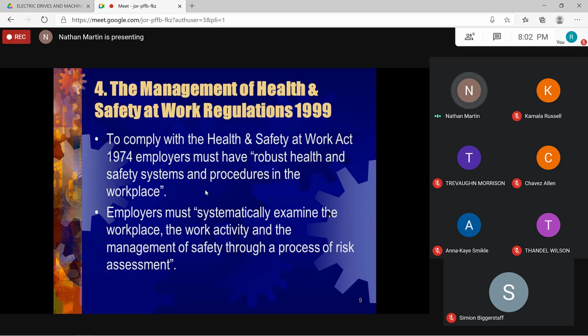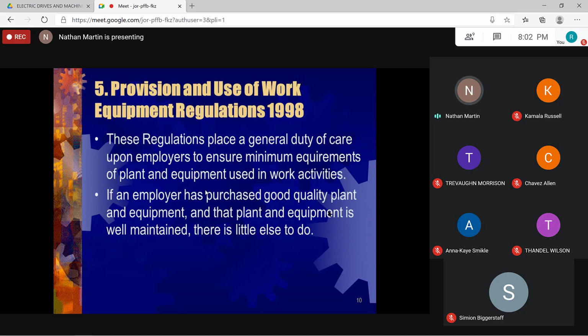And we now have come to our Provision and Use of Work Equipment regulation. Now, this regulation forces your employer to purchase good quality equipment.